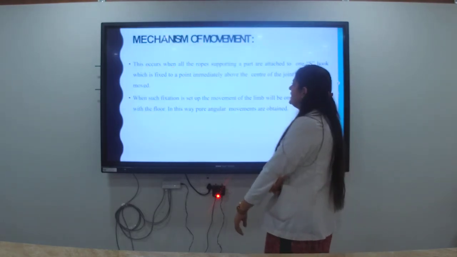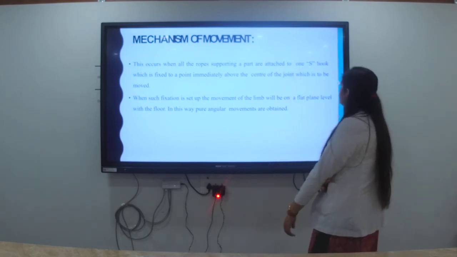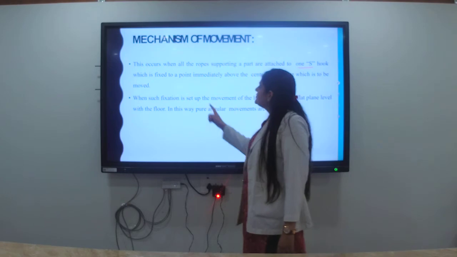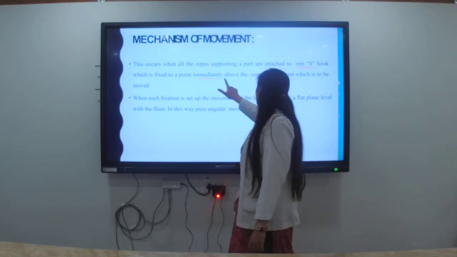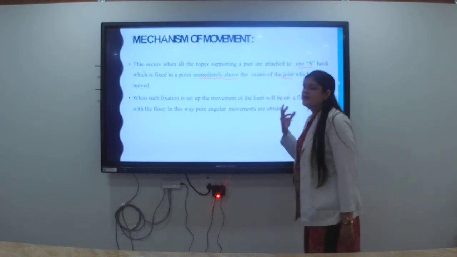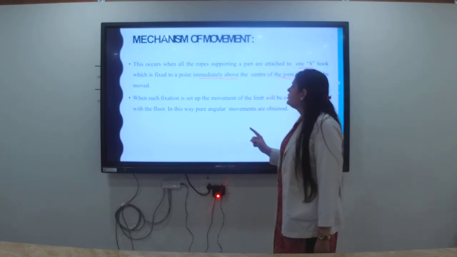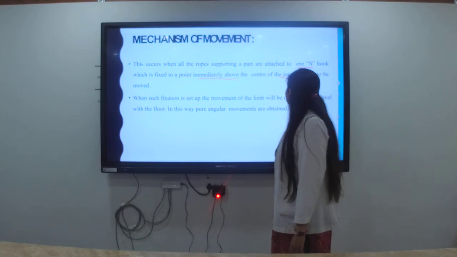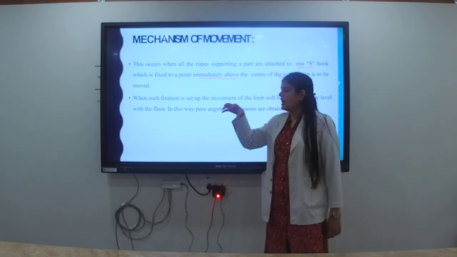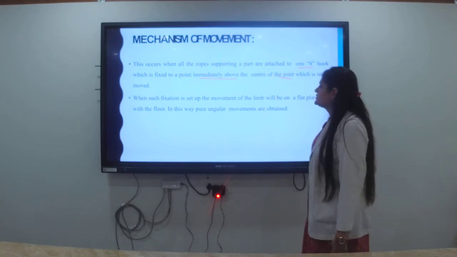Mechanism of movement. This occurs when all the ropes supporting a part are attached to one S hook. One S hook, mind you, which is fixed to a point immediately above the joint which is to be moved. The mechanism of movement of an axial suspension is that both the ropes, your primary supporting and secondary supporting rope, are attached to one common S hook, which is placed right above the joint. So a common fixed point immediately above the center of the joint which is to be moved.